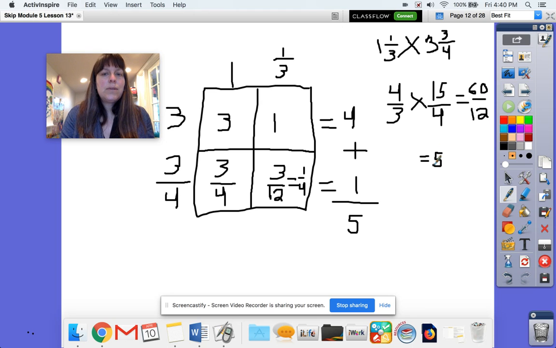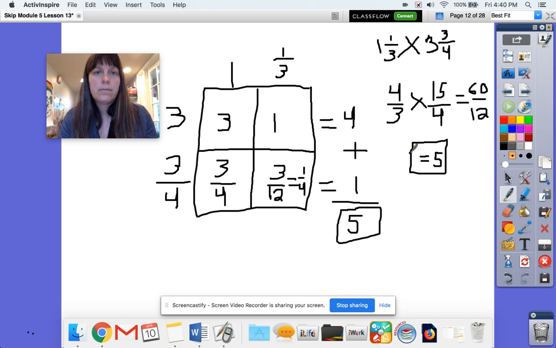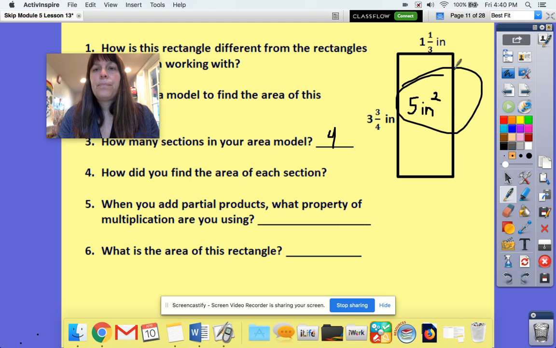So what were we doing here? We were looking at an alternate method for solving the same problem. And if your answer checks out, it's a way of checking your work too, right? You can use a different strategy to check to make sure you got the same answer. So this is the answer to our problem. What is the area of this rectangle? And the area is 5 inches squared.